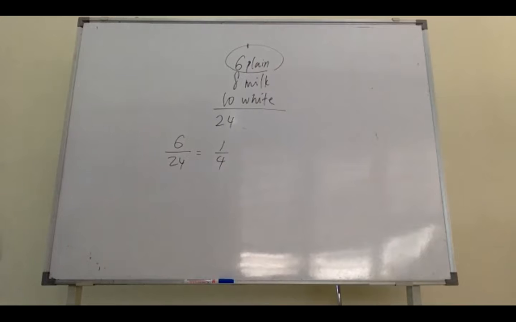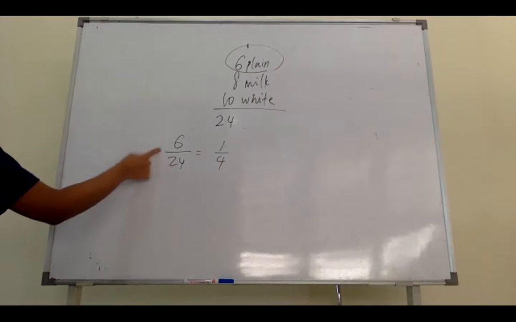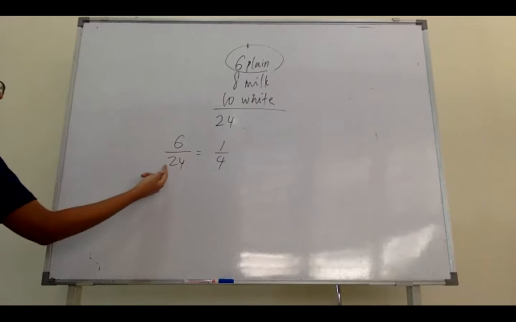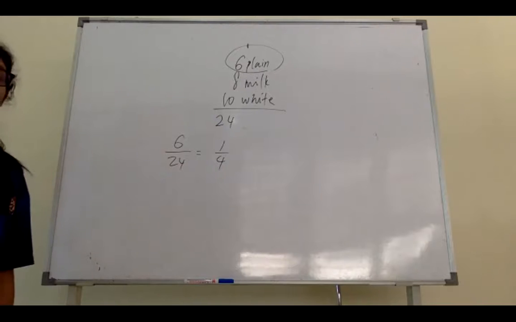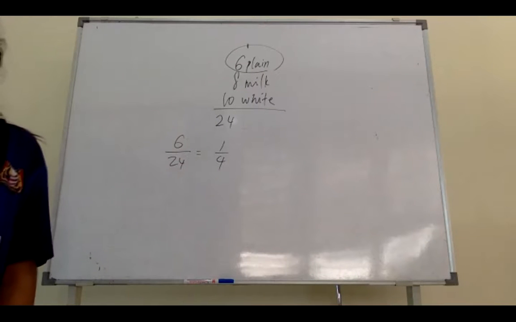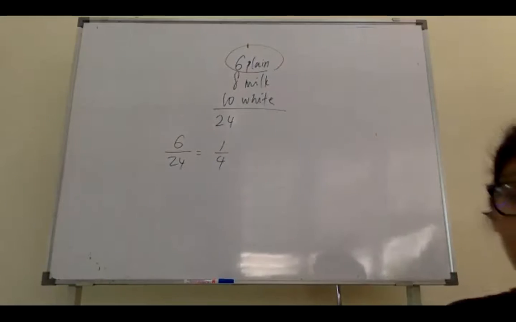over 4. Okay, teacher. So there's 6 out of 24. So out of the 24, 6 is plain. So the probability of taking the plain one will be 6 over 24, which is 1 over 4, because there's only 6 of them. That's what it means. Okay?